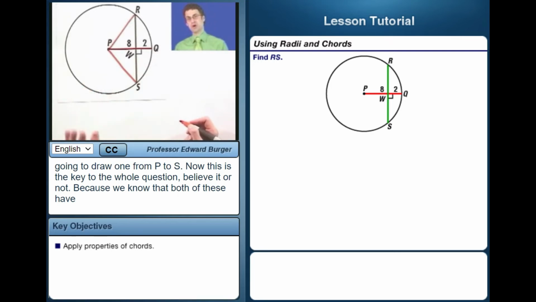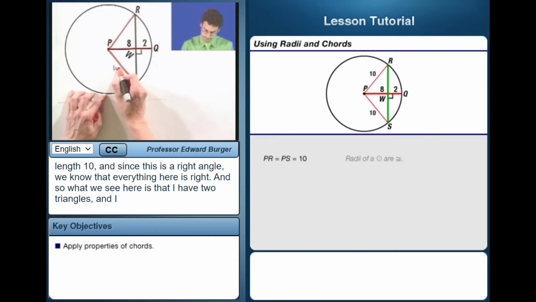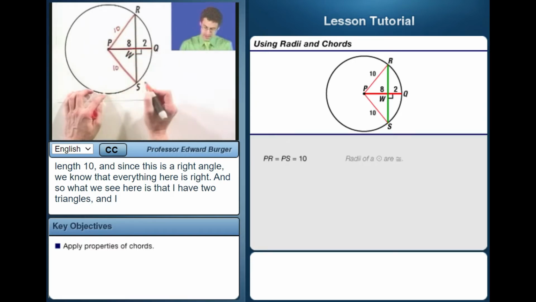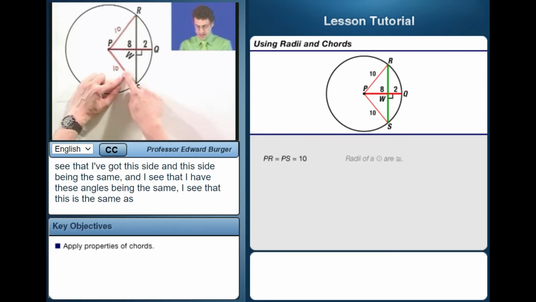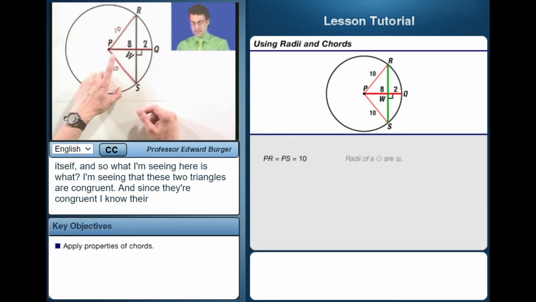Now, this is the key to the whole question, believe it or not, because we know that both of these have length 10. And since this is a right angle, we know that everything here is right. And so what we see here is that I have two triangles, and I see that I've got this side and this side being the same, and I see that I have these angles being the same. I see that this actually is the same as itself. And so what I'm seeing here is what? I'm seeing that these two triangles, in fact, are congruent.